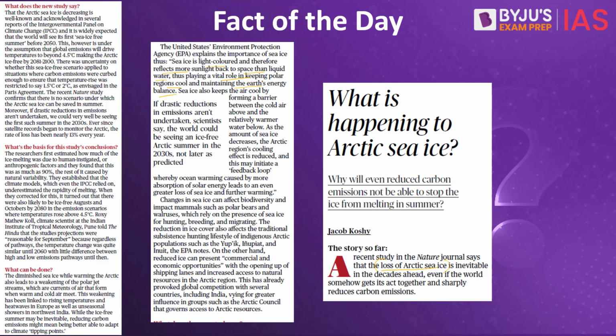If there is melting of the ice, the reflection does not happen. Liquid water does not have this power to reflect in comparison to sea ice, and ultimately what we will have is more warming and more melting of ice as well. Added to it, as the amount of sea ice decreases, the Arctic region's cooling effect is reduced. This may initiate a feedback loop whereby ocean warming caused by more absorption of solar energy leads to an even greater loss of sea ice and further warming.